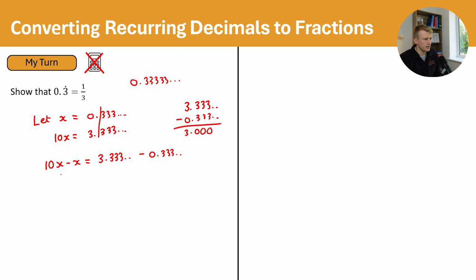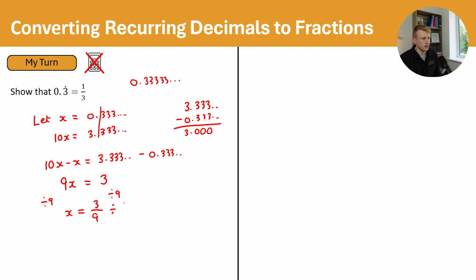So what I can say is that 10x subtract x is equal to 9x. And we've already shown that 3.3 recurring subtract 0.3 recurring is just 3. And then I get this equation. I can divide both sides by 9, and that will leave me with x is equal to 3/9. And if I remember my original question, I have to show that 0.3 recurring is equal to 1/3. So I need to simplify this fraction.